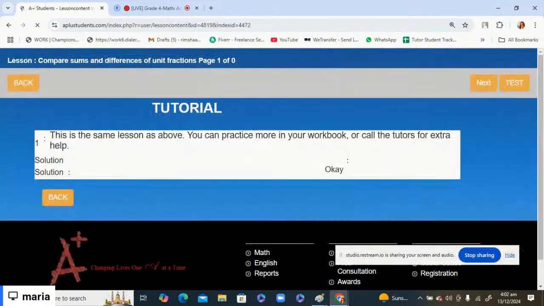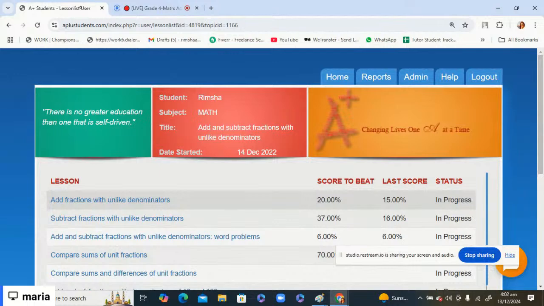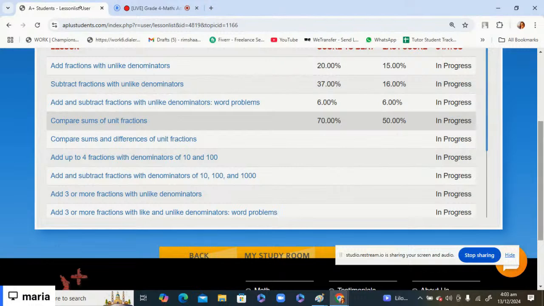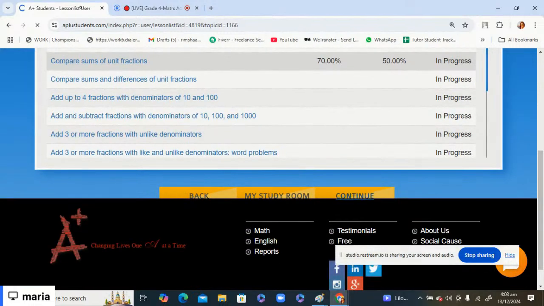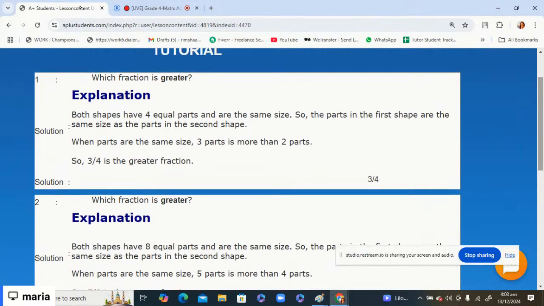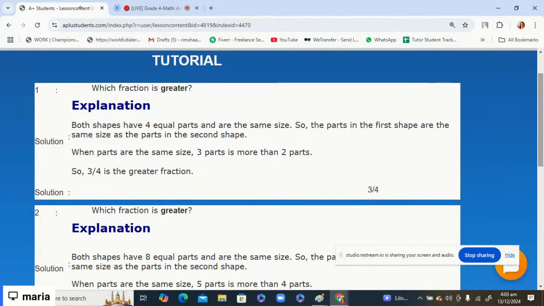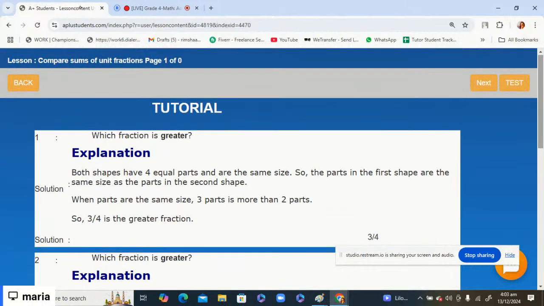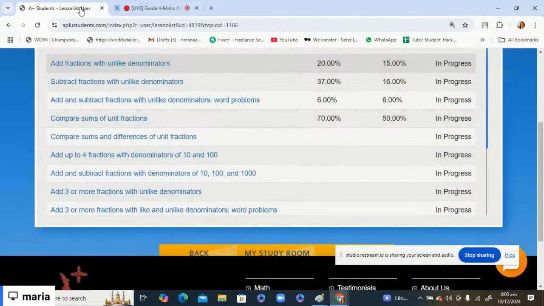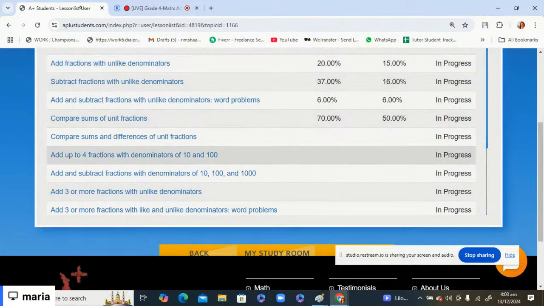Let's get started. Here it's written that this is the same lesson as above, which we have already done: compare the sums of the unit fractions. Again, it's just practice for that. The lesson we already covered in the previous class, so you guys check it out. Okay. Add up to 4 fractions with denominators of 10 and 100.